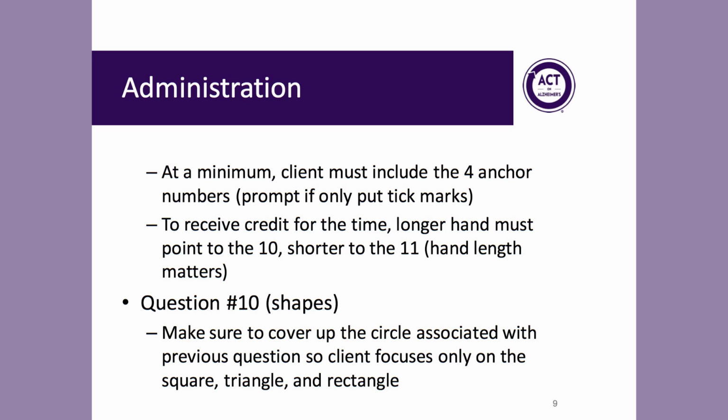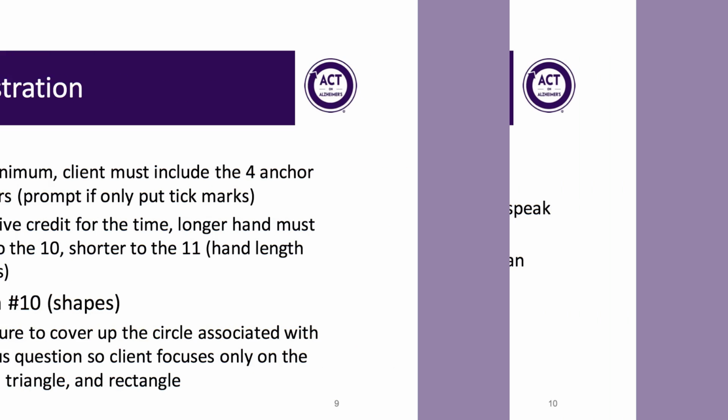Question number 10 involves 2 items. The first is asking the patient to place an X in the triangle, and the second is asking them to identify which of the 3 shapes shown is largest. I would recommend that you cover up the circle with your hand so that the patient does not focus on the circle, which of course is technically the largest shape on the form, and instead is focused only on the 3 shapes directly across from item number 10.